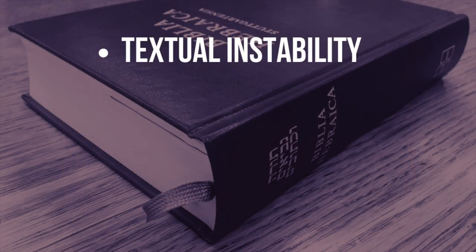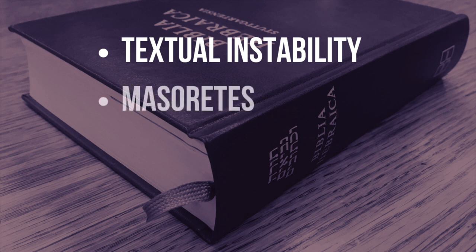The first is textual instability, and that basically means that whenever a scribe copies a long text, there are going to be differences between the original text and the scribe's copy. It's just how it goes. Mistakes creep in. And then we're going to speak about the Masoretes. The Masoretes were a group of people who came about to stop those mistakes. They were all about quality control. They wanted to stabilize the text.